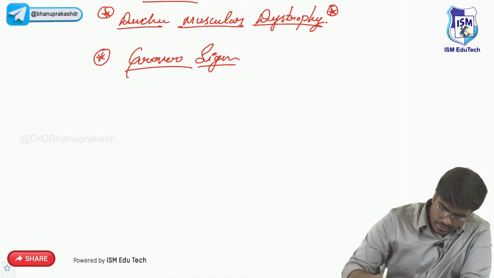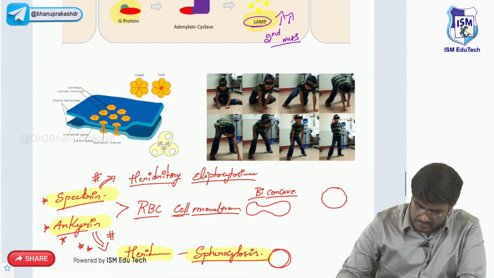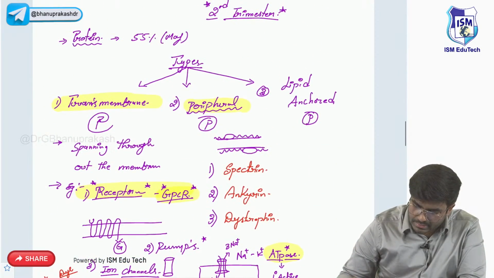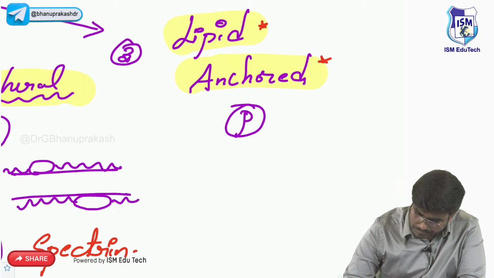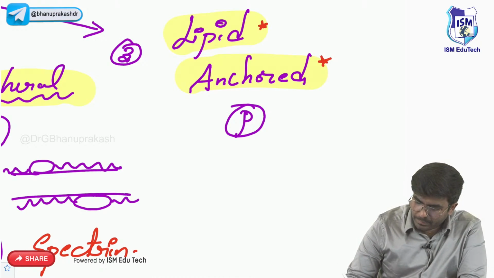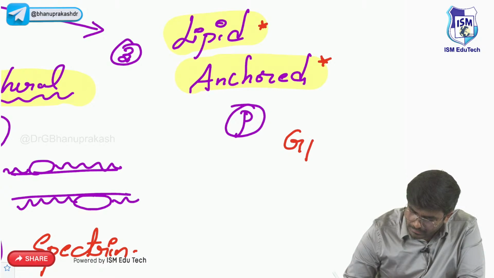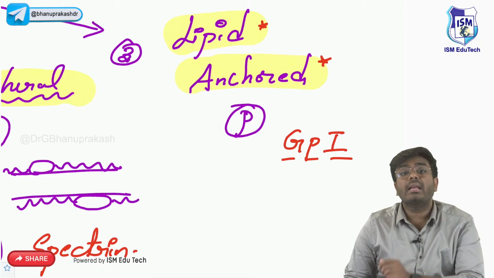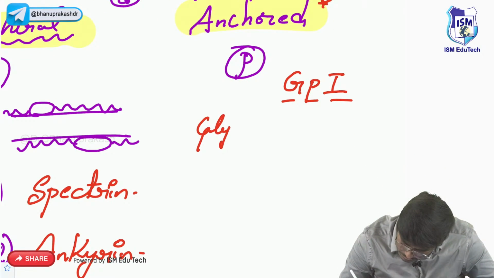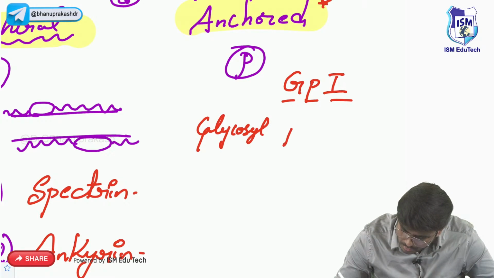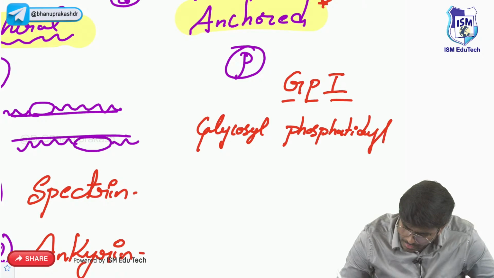Done. Now after the peripheral proteins, the last important protein which I want you to know is the lipid anchored protein. Okay, lipid anchored protein. The lipid anchored protein name is GPI, glycosyl phosphatidylcholine. Okay, let me write it down here. Glycosyl phosphatidylcholine.